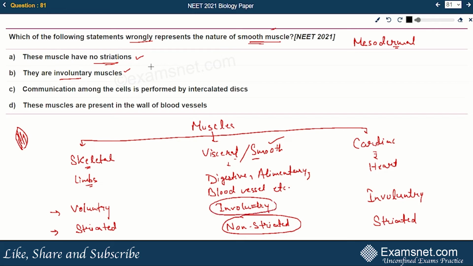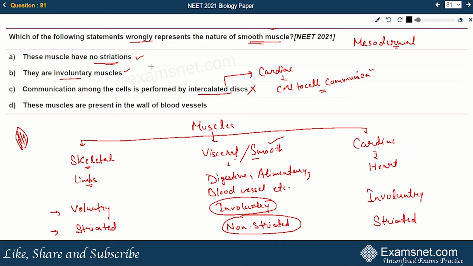So these are involuntary. Third option is communication among the cells is performed by intercalated discs. This is not a correct statement. This is wrong. Why? Because intercalated discs are found in the heart muscles or cardiac muscles where they help in cell to cell communication. Also, they link the two cells together and define their boundary. Okay. So these are not the feature of smooth muscles.